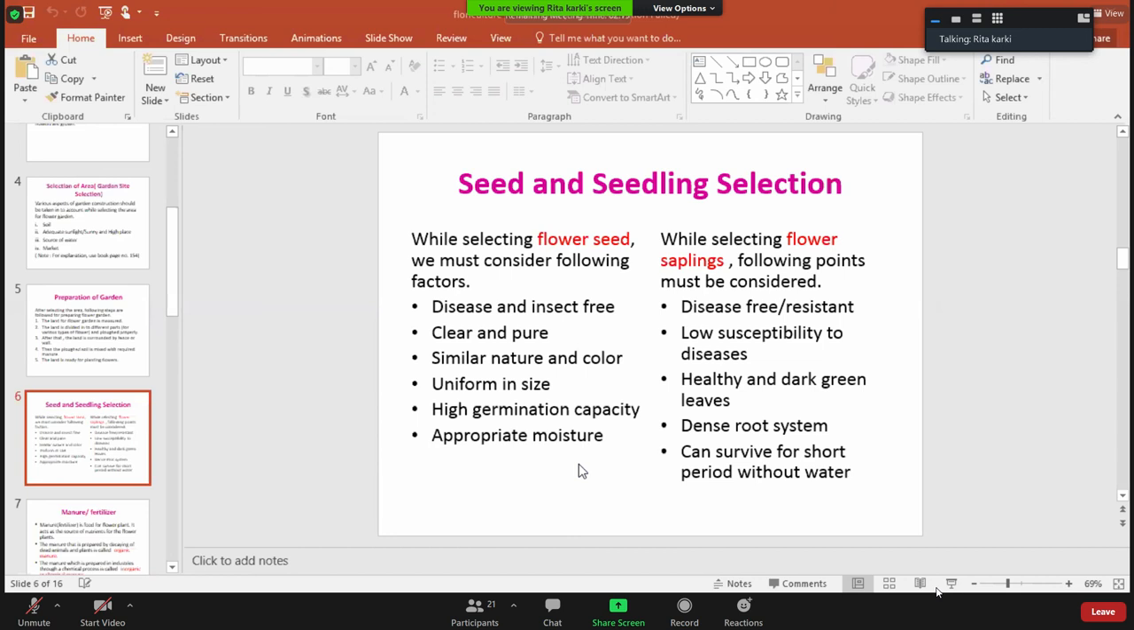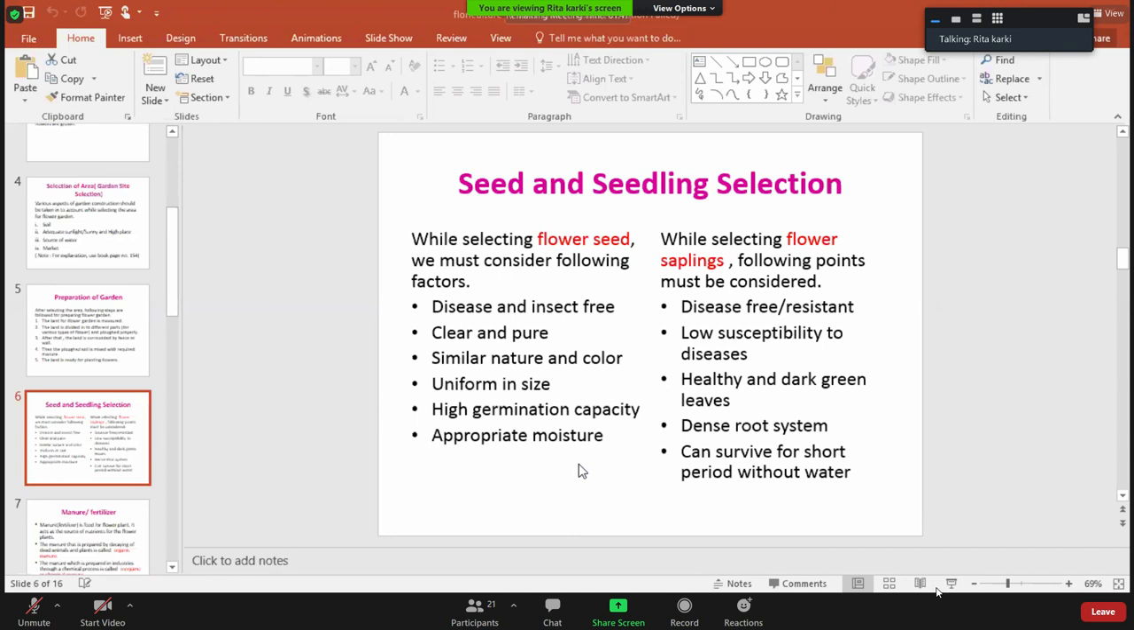Besides this, there is the higher germination capability. That means the seed should have at least 90% germination capability before we buy it from the market. Only the seed with higher germination capability will be able to hold enough moisture, water, and nutrients, and only then can it grow and develop properly. Otherwise, the seeds will not grow and develop properly, and we will have to bear a huge amount of loss.